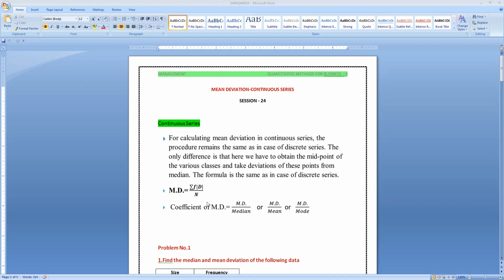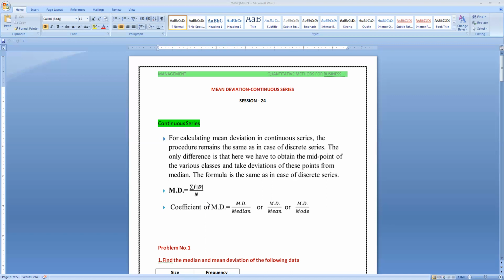So in this session, we are going to have a discussion on the calculation of mean deviation in continuous series. For calculation of mean deviation in continuous series, the procedure will remain the same as in the case of discrete series. The only difference is that we have to obtain the midpoints of the various classes and take deviations of these points for the calculations of mean.